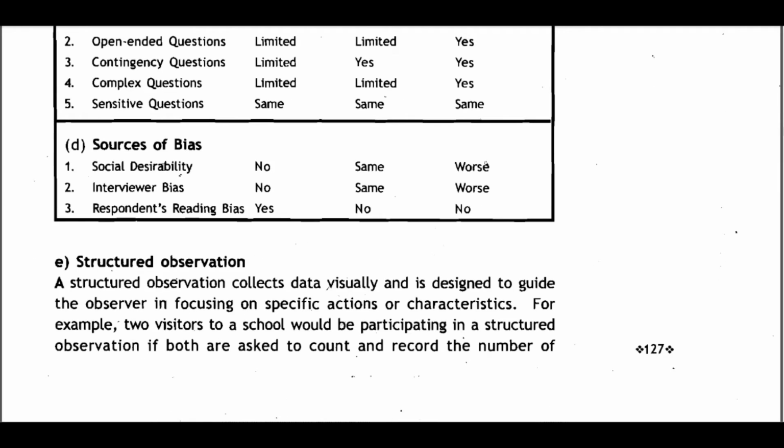Then sources of bias. Social desirability: the same, worse. Interviewer bias: no interviewer bias in the questionnaire, but the same and worse in the others. Respondent reading bias: yes for the questionnaire, no for the others.